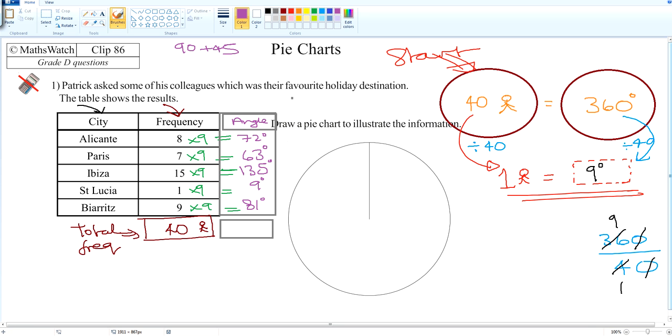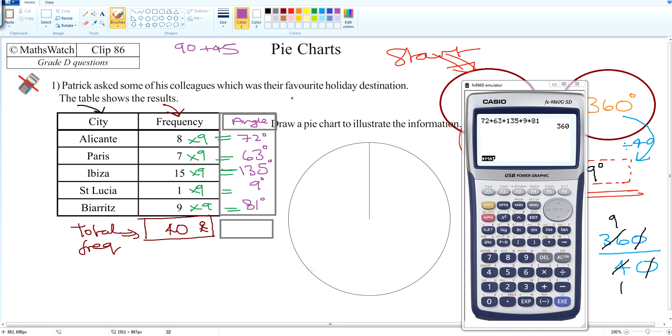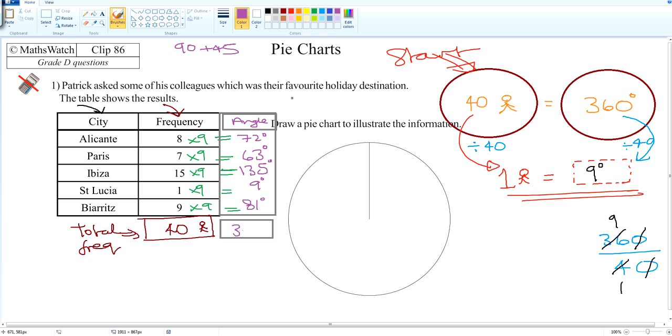Now, we need to add all these up. Let me just quickly pause this video. Okay, so what I've done here, I've switched on the calculator. I've added up these values in purple, the angles, and as you can see from the calculator display, we have got the correct solution of 360 degrees. Now, all that's left is to measure the angles and draw them on the circle.